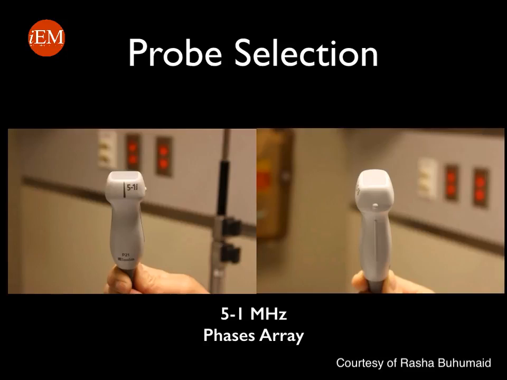If you don't have this phased array probe, you can use a curved probe, or what we call the abdominal probe, to obtain some of these views, but that will be very challenging because the abdominal probe has a large footprint that will not really fit in between the intercostal spaces.